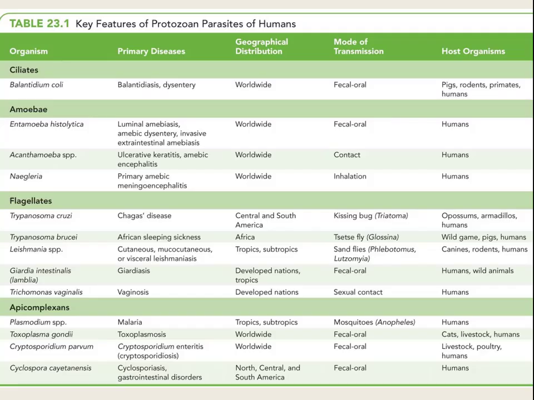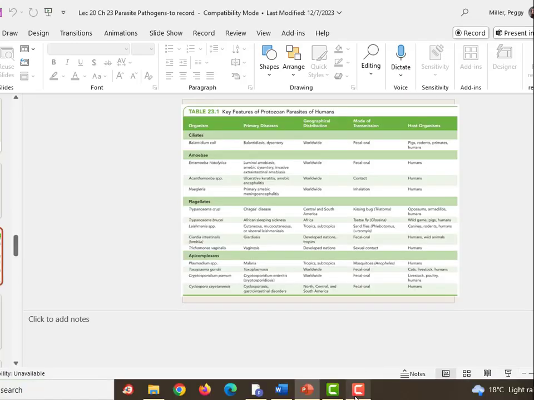So in your book, it also kind of summarizes some of these top organisms. There's so many more out there, though, that we don't cover, but these are really the most common ones that you may encounter in your future, or maybe you've had some experience with it in the past.